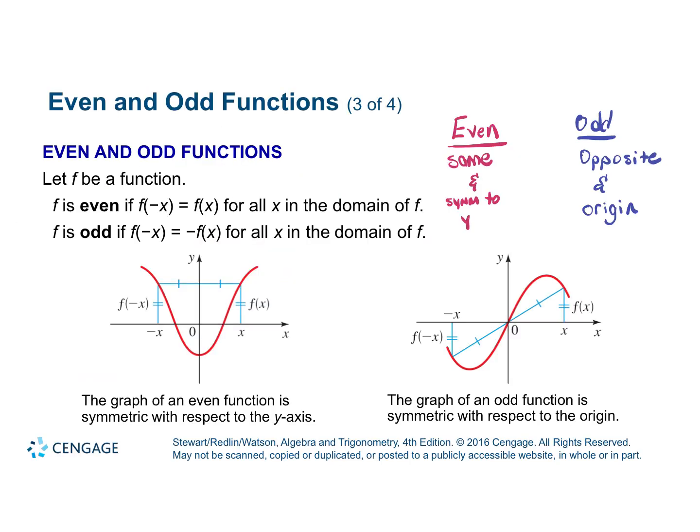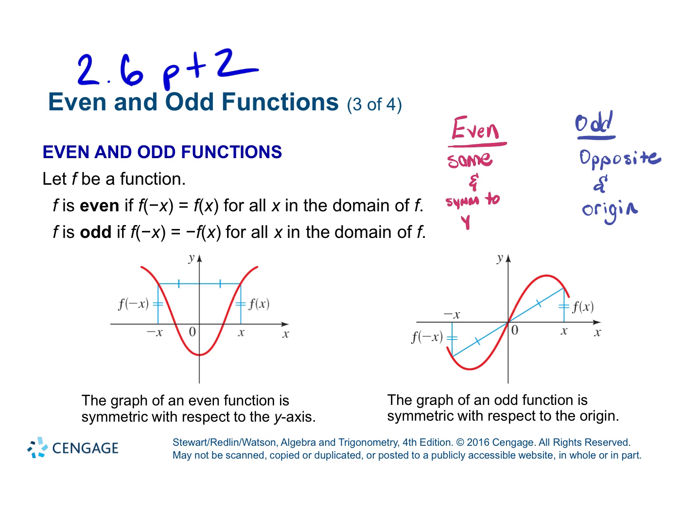All right, 2.6, part 2. So we're going to be determining if a function's even, odd, or neither. So we can do this 2 different ways. If it gives us the graph, we can determine if it's even or odd by looking at the symmetry of it. And if it gives us the equation, we can do it algebraically.